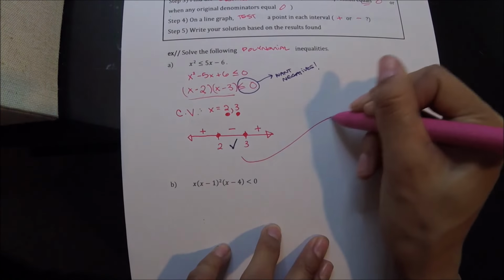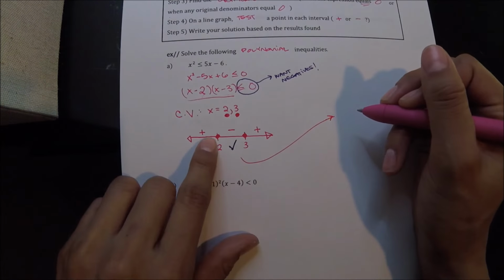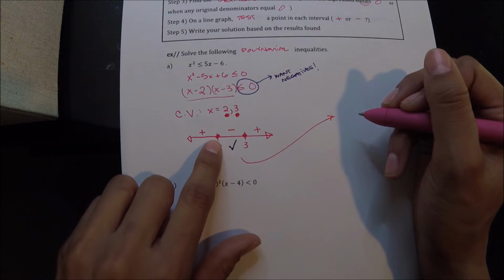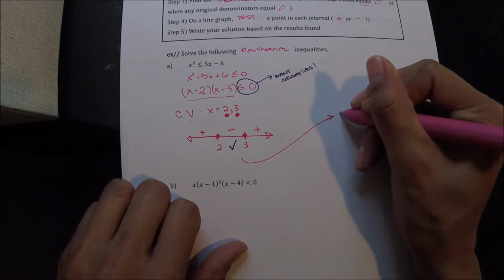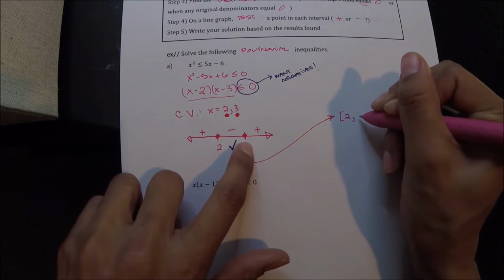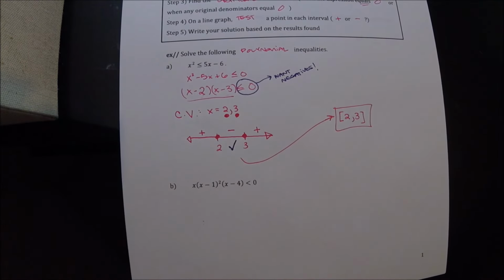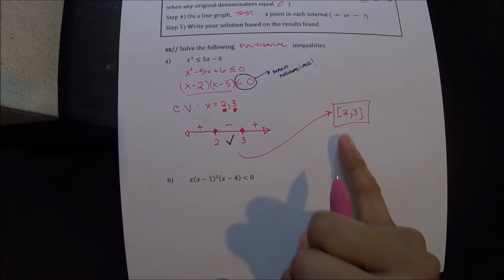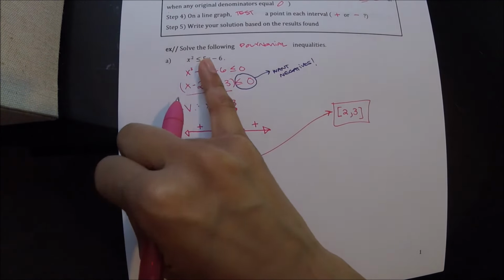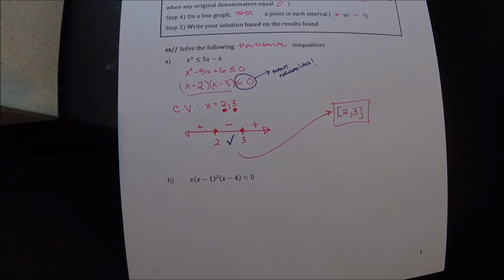And I'll just write that in interval notation. And the 2 is included because we said it was closed circle. So we're going to start at 2 and go up to 3, and we're including 3 as well. So that would be our solution. Anything from 2 up to 3, if we plug it into this original, it will make the inequality a true statement.